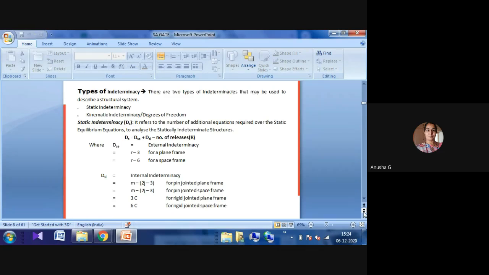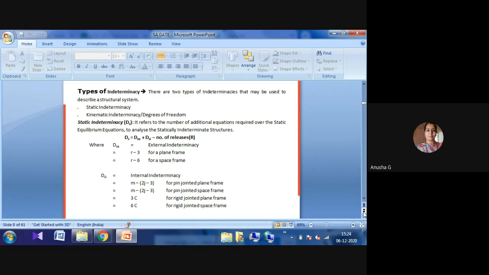DSI is nothing but the internal indeterminacy; you have to observe the formula. DS, the degree of statical indeterminacy, equals the degree of statical indeterminacy external plus the degree of statical indeterminacy internal minus the number of releases. The statical indeterminacy of the internal members will be m = 2j − 3, that is m minus 2j minus 3, for pin jointed plane frames. And m − 2j − 3 for pin jointed space frames, both are the same formula.